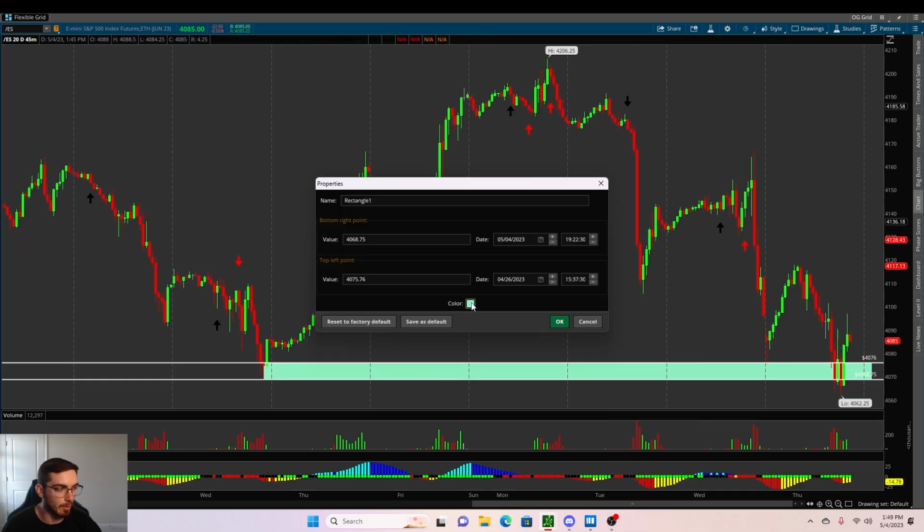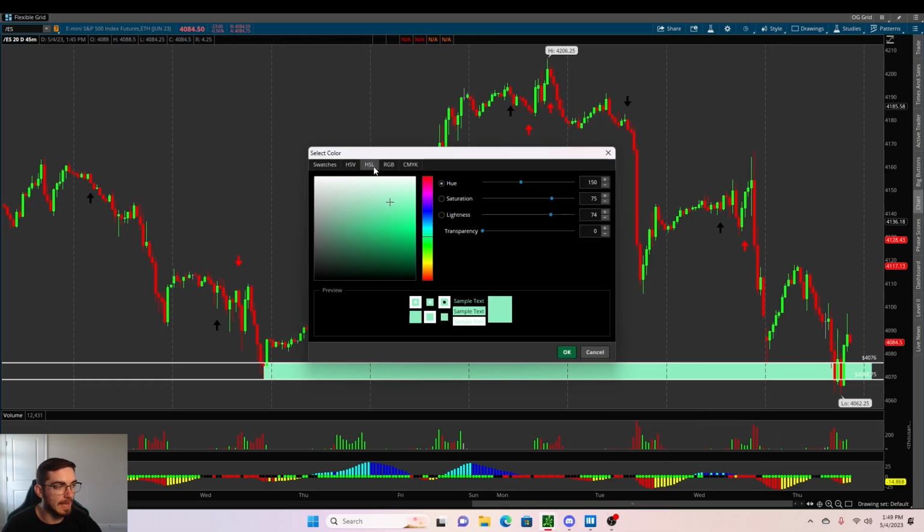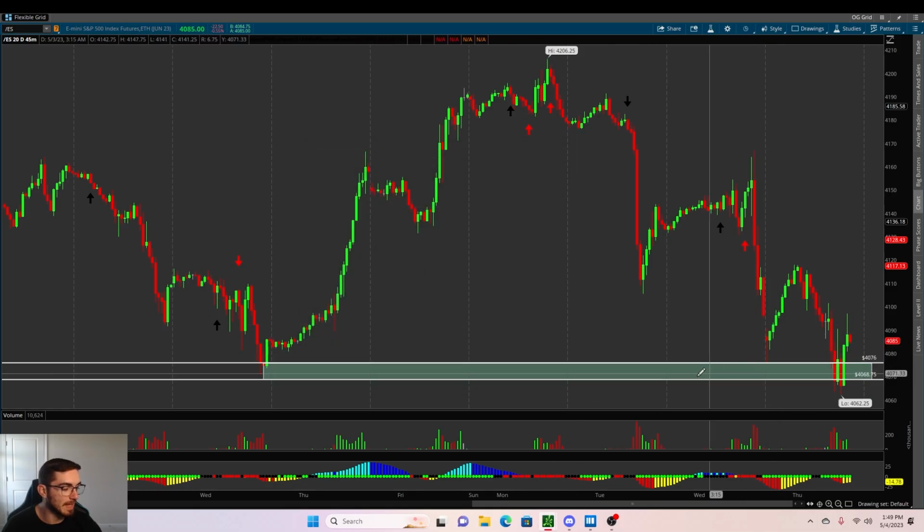What you can do, go to edit properties, click color, go to more, and then go to HSL, and you can actually change the transparency. So let's just put it on 70. And now from there, you can see that you're able to actually see the price action through this area. So a nice little tip for you guys.